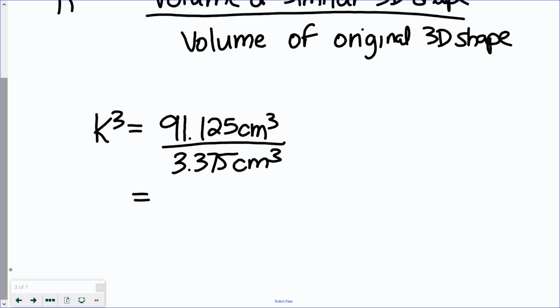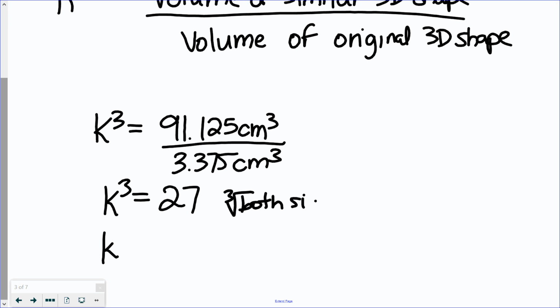When I divide that, it should give me 27, but let's make sure. Yeah, 27. So that gets us K cubed, or our scale factor cubed, equal to 27. Now if I wanted to find our scale factor, we need to cube root both sides. The cube root of 27 is equal to 3. And that was the scale factor we got on the last page for how it's scaling up. The Rubik's Cube, if you compare a small cube to the big cube, is increasing by a scale factor of 3. So hopefully that makes sense.